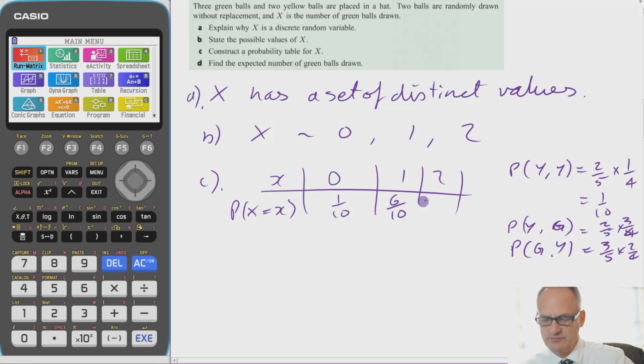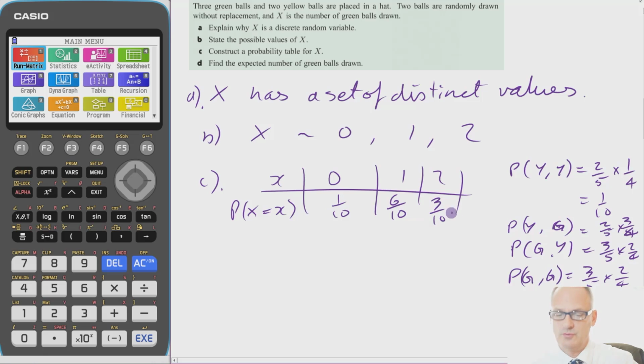Now, if we've done this right, we should get 3/10 for our final answer for getting a green followed by a green. So the probability of a green followed by a green will equal 3/5 times 2/4. And that will cancel down to a half times 3/5, which will give me 3/10. So therefore, look, they all add up to 1. So we've got a good chance of being correct.